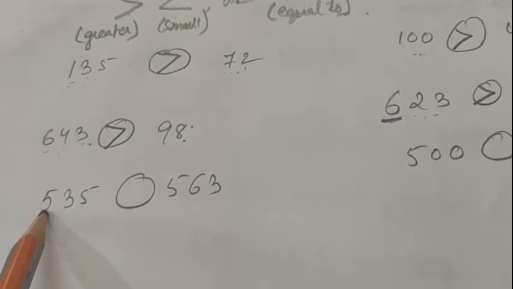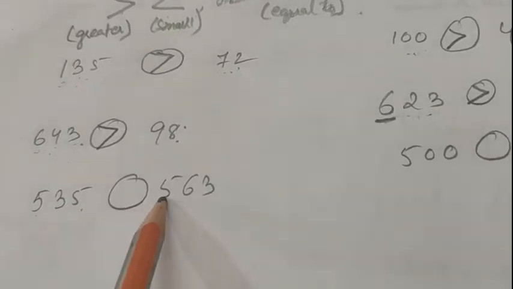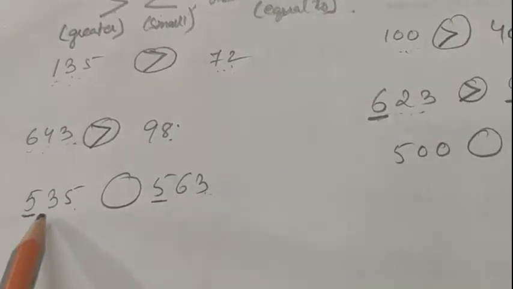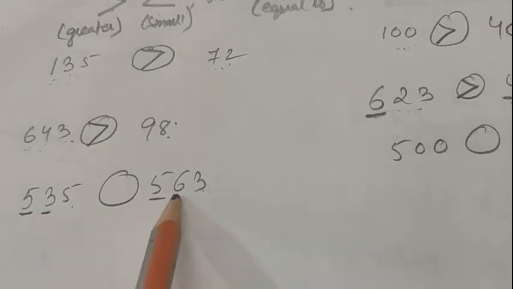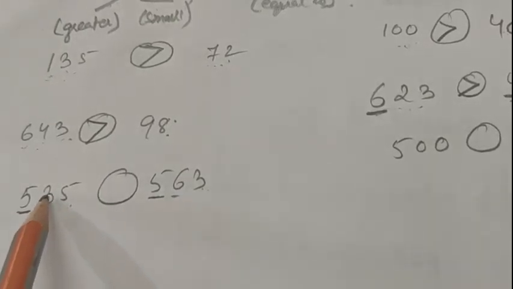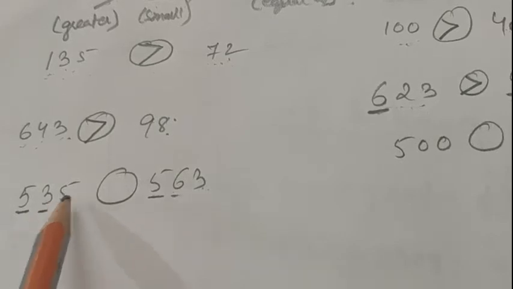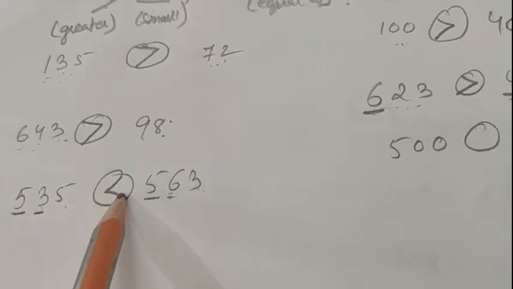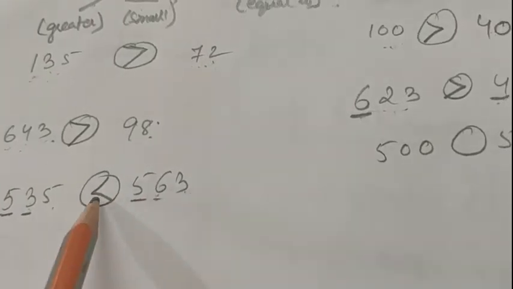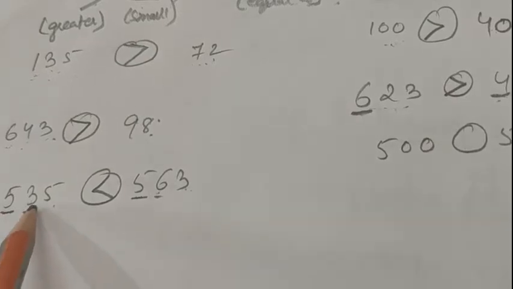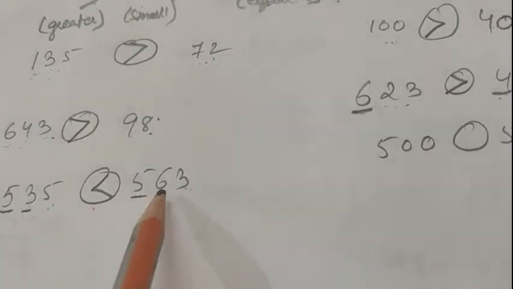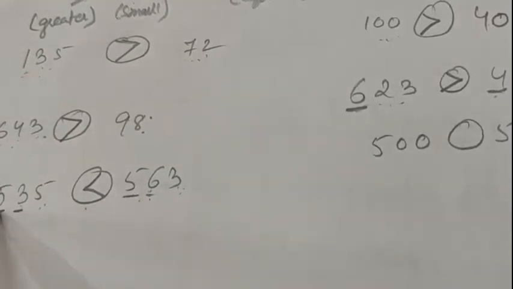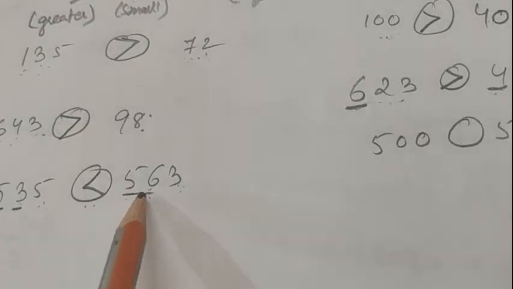Next one you see, 535 and 563. So here the hundreds are equal, so we cannot compare. Now let us go to the next number. 3 and 6. We have to see the tens place. So which one is bigger? 3 or 6? Obviously 6 is bigger. So it will go towards the 563. So how will we read that? We will read that 535 is less than 563. So now the reading is completely different. See that 535 is less than 563.